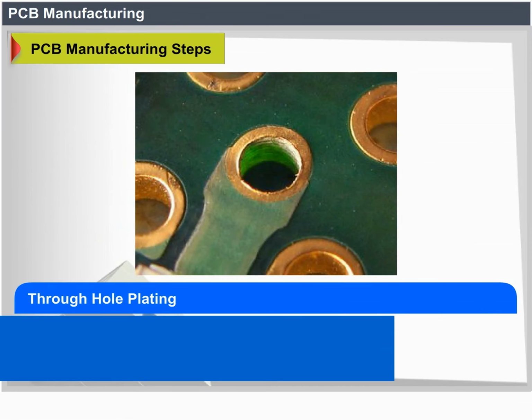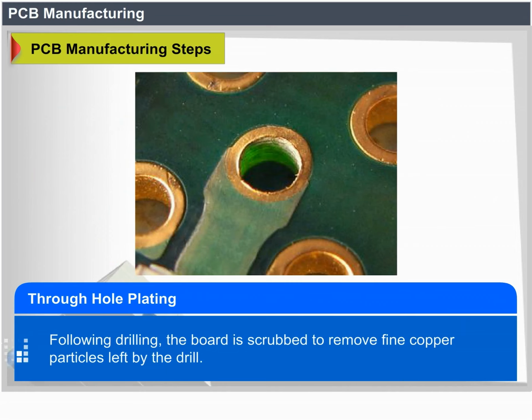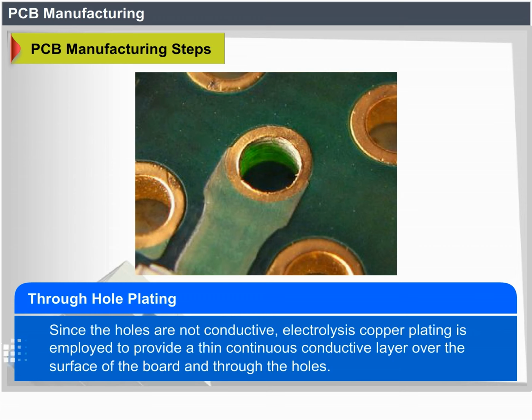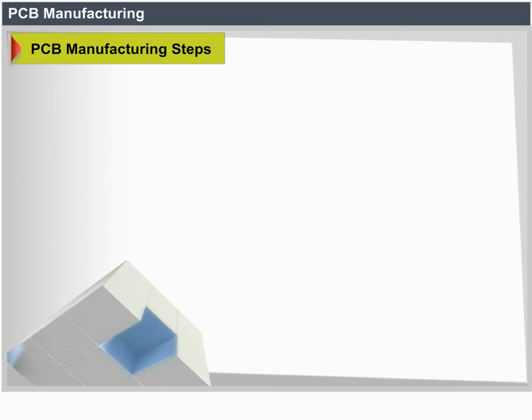Through-hole plating. Following drilling, the board is scrubbed to remove fine copper particles left by the drill. After being scrubbed, the board is cleaned and etched to promote good adhesion and then is plated with an additional layer of copper. Since the holes are not conductive, electrolysis copper plating is employed to provide a thin continuous conductive layer over the surface of the board and through the holes.